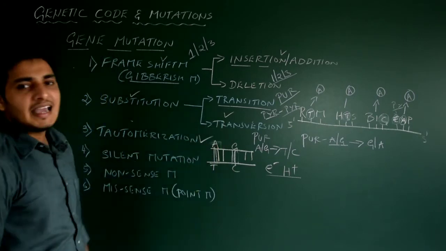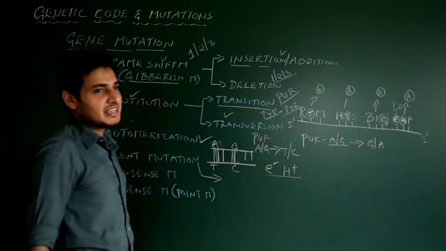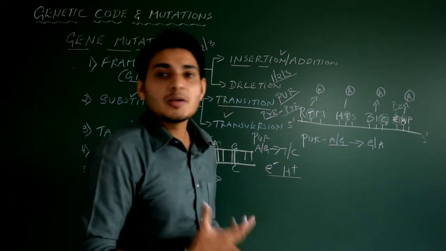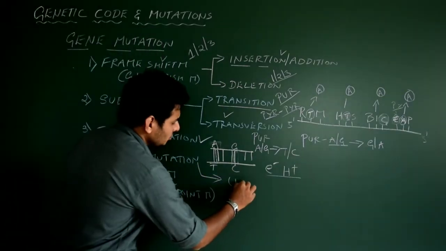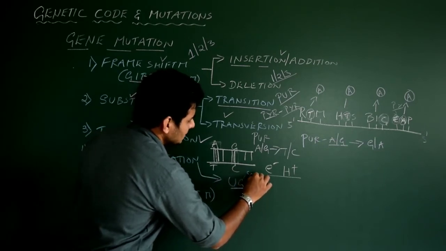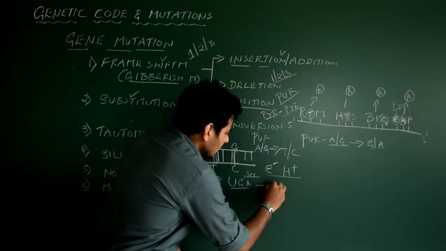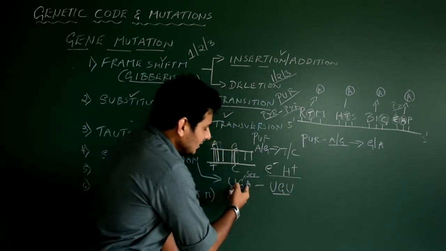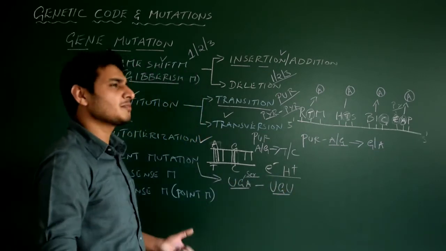What is this silent mutation? Silent mutation means a mutation which is unnoticed. You cannot notice that a mutation has occurred. Unnoticed, silent. Okay, so UCA. This codon codes for a specific amino acid, that is serine. Here, instead of UCA, what if we have UCU? That means this A is now replaced by U. It is nothing but a substitution.